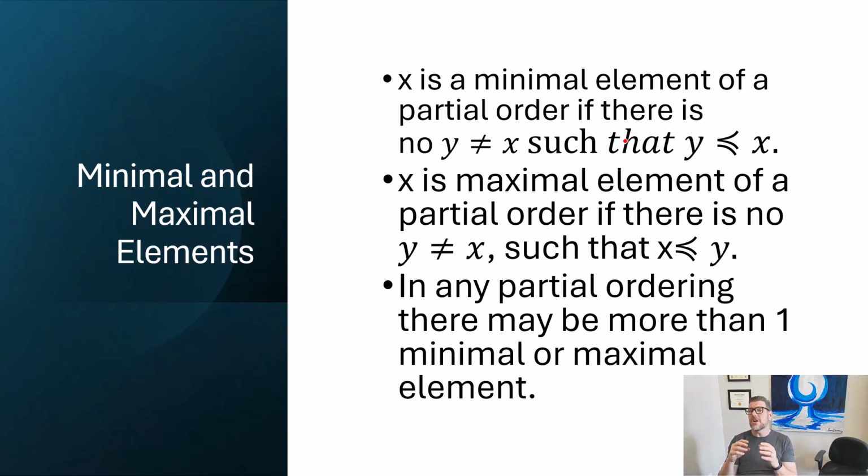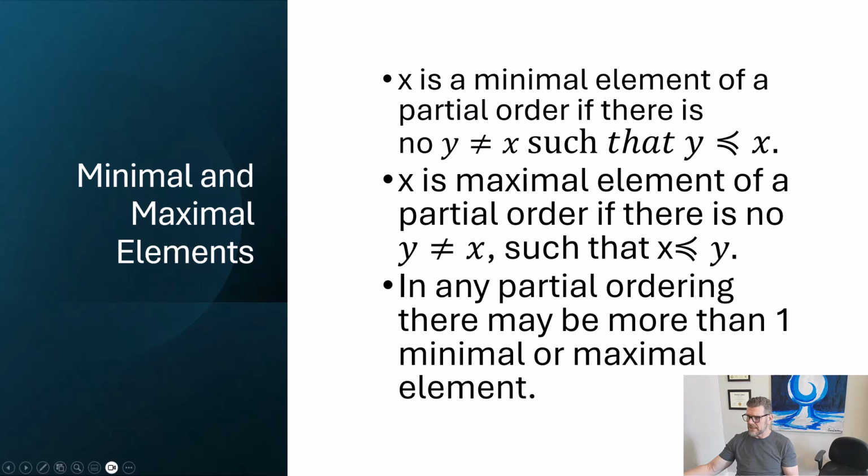Now, if two elements are not comparable, they could actually both be maximal elements, or they could both be minimal elements. And that's one of the reasons why it's so important to understand what happens when we have orderings where not everything's comparable, because we can have multiple maximal and minimal elements.